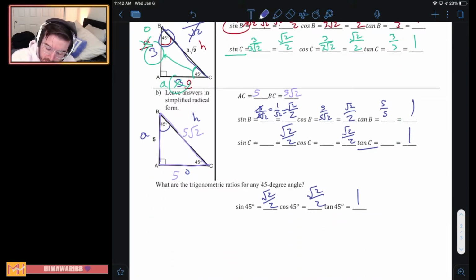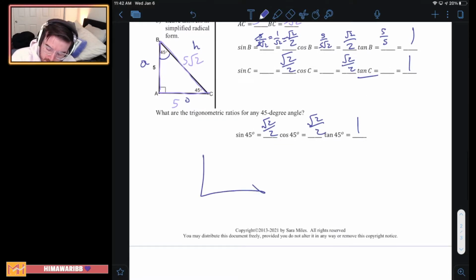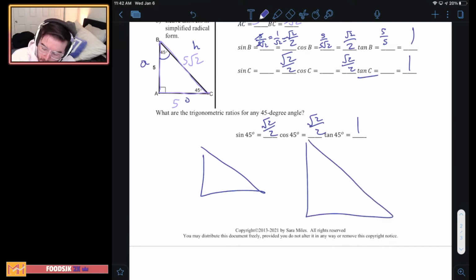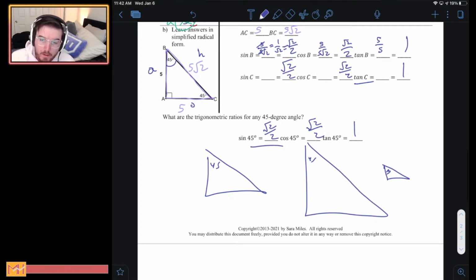So, sine of 45 degrees, no matter what triangle, no matter how big, no matter how small, if you have a 45-degree angle, it's always, always, always going to end up with the same result. Okay? Root 2 over 2.